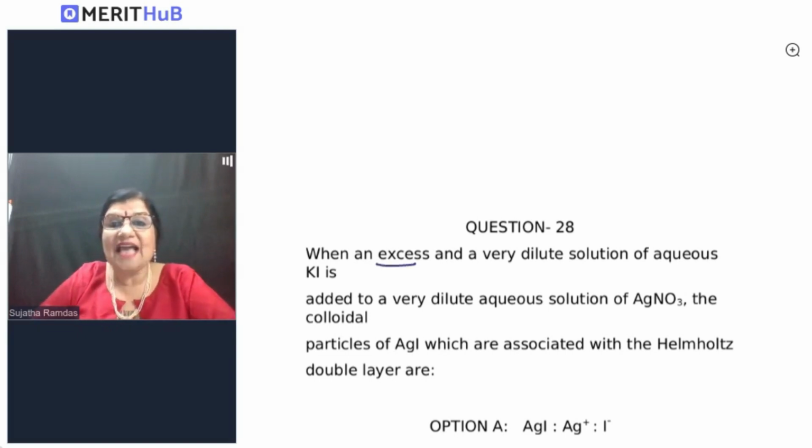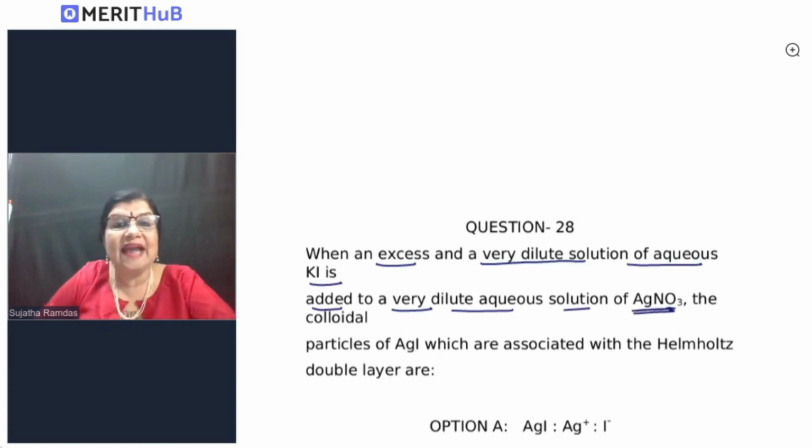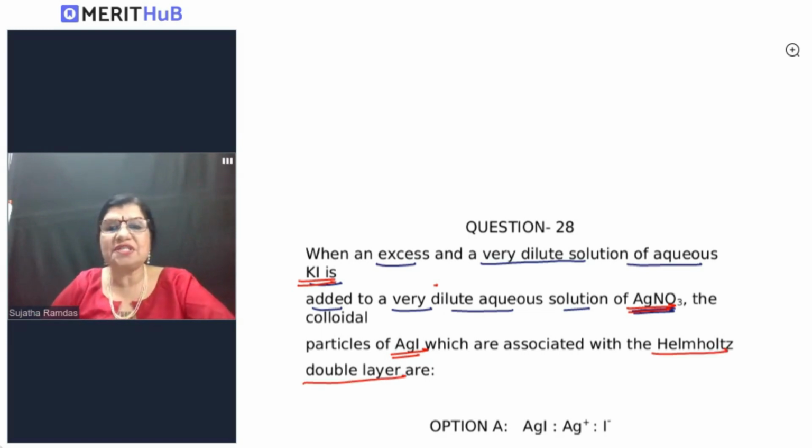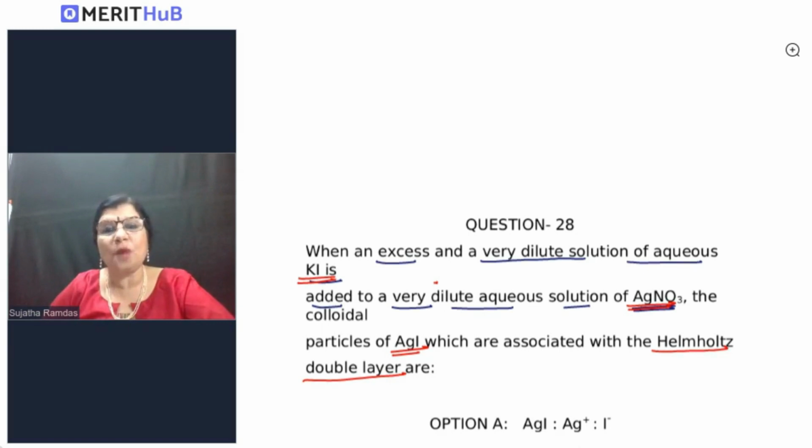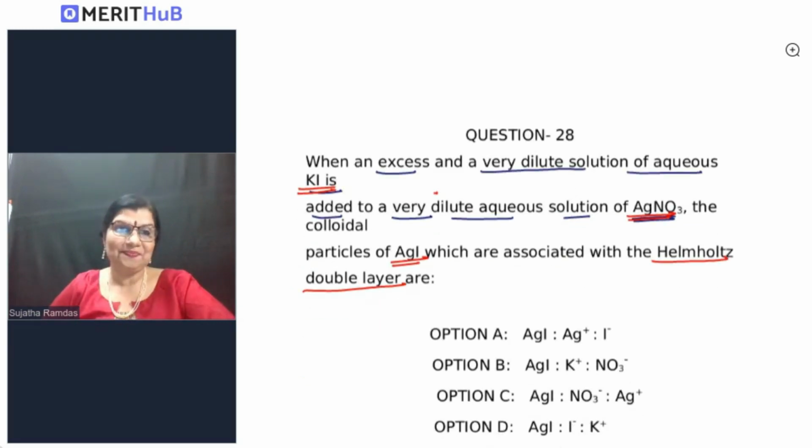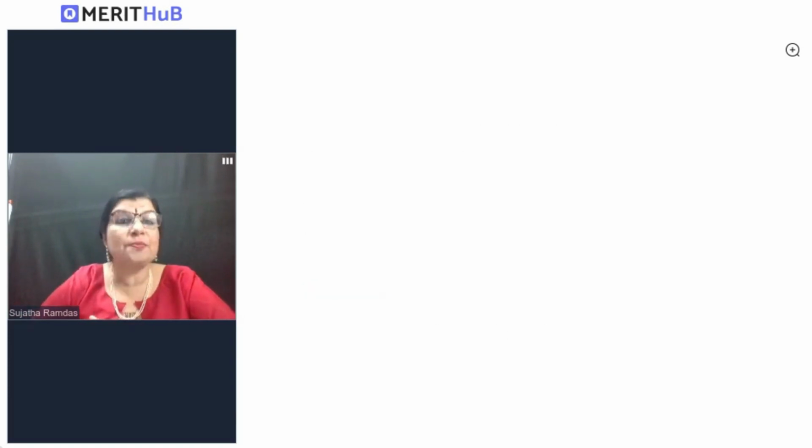When an excess and a very dilute solution of aqueous potassium iodide is added to a very dilute aqueous solution of silver nitrate, so let's focus on potassium iodide and silver nitrate, the colloidal particles of silver iodide, which are associated with the Helmholtz double layer are... 4 options have been provided. One amongst the 4 options would be the correct answer. Let's understand this question first, and let's also understand the concept behind this question.